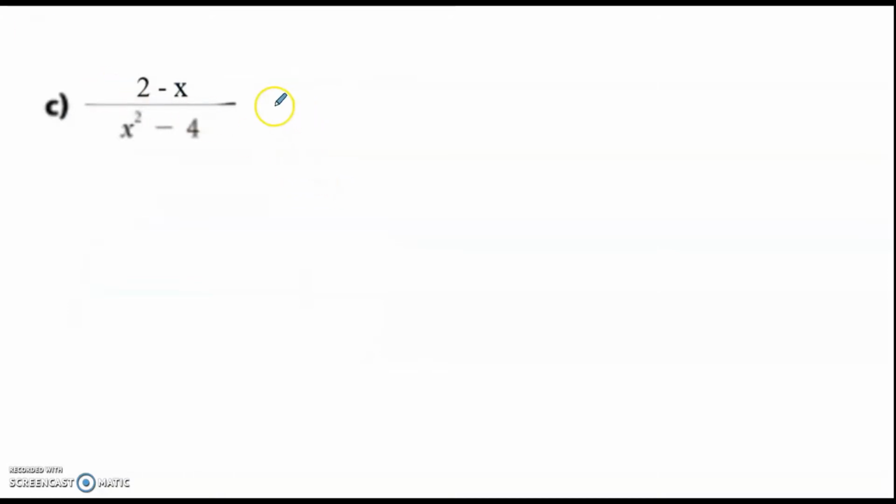This one looks interesting. Yes, very sneaky here. I see what's going on. In the denominator, I'm seeing a difference of squares. So that's going to factor out to x minus 2, x plus 2. And I'm thinking, well, the numerator, it's 2 minus x. When the variable is not first, you probably want to do one of our famous reversals.